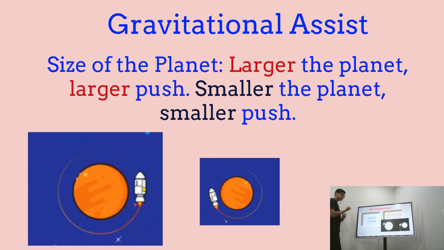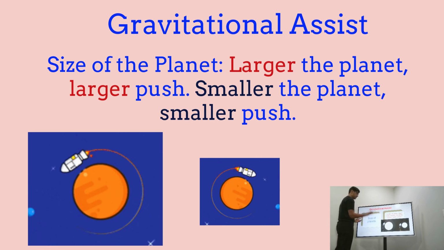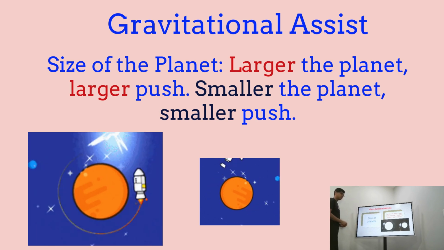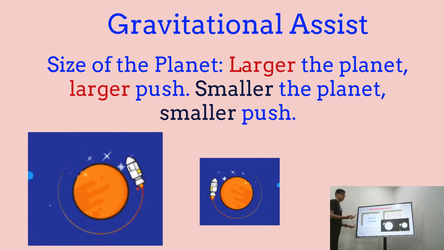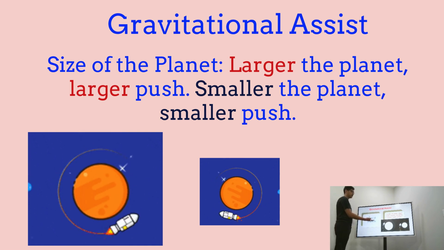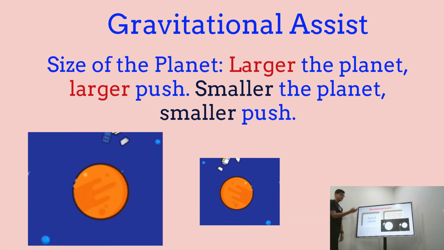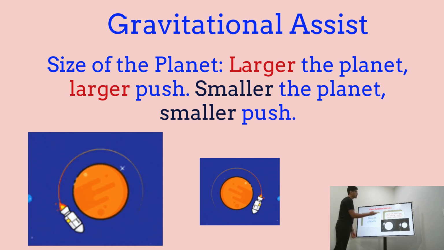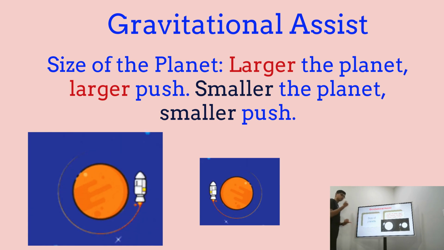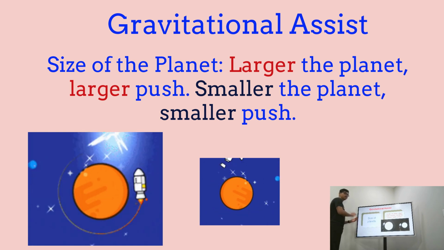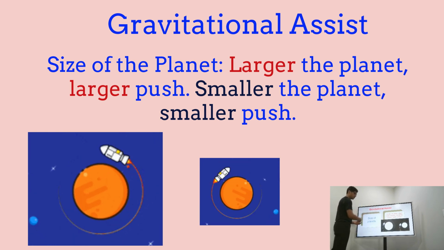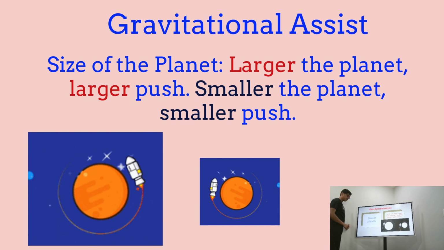So it's pretty obvious: the larger the planet, the larger the push; the smaller the planet, the smaller the push. This is because a larger planet will have way more gravitational pull than a smaller planet. For example, Jupiter has the strongest gravitational pull, so it has a really hard push.